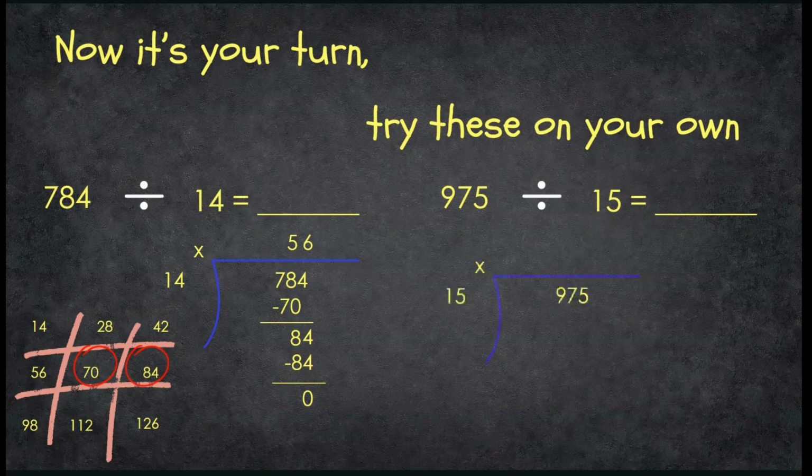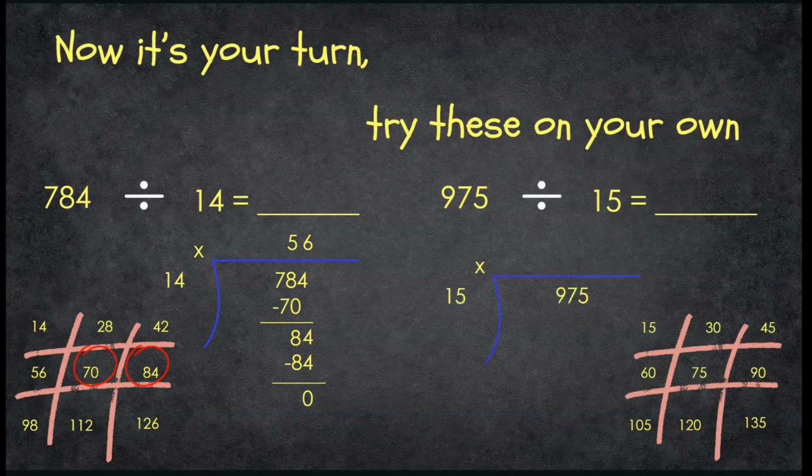Now, our second problem, 975 divided by 15. There's my hashtag with all my 15s. And again, that process just repeats. How many groups of 15 go into 9? 0. How many groups of 15 go into 97? 6 groups, because 90 is as close as we can get. 6 goes in my quotient. I multiply it out. I subtract 90. That gives me a difference of 7. I bring down the 5, and then I repeat the process.